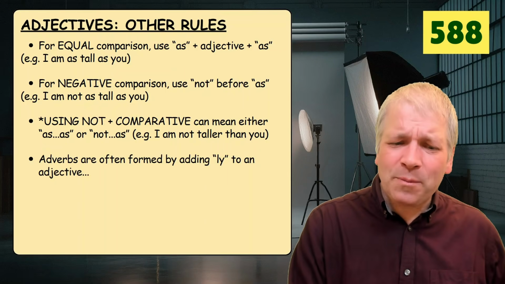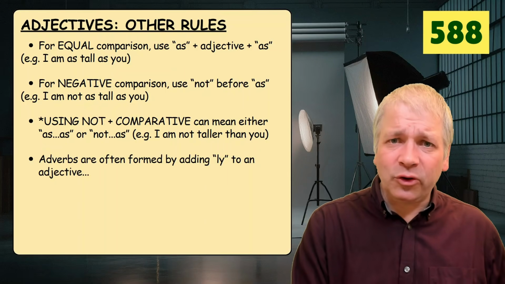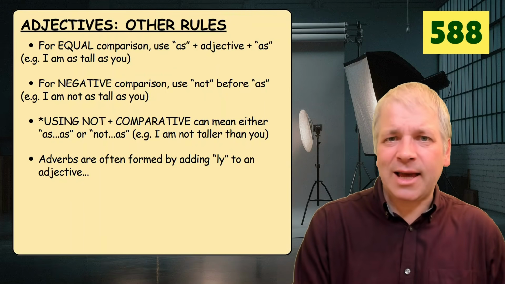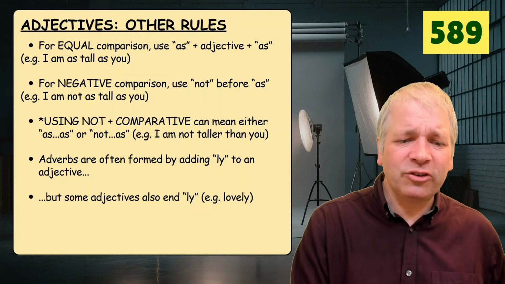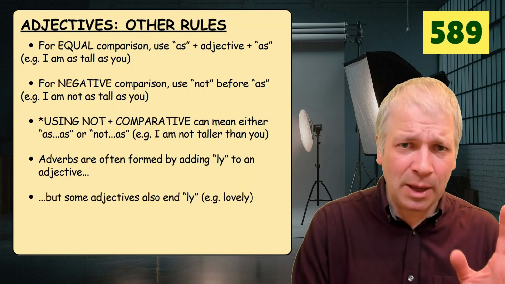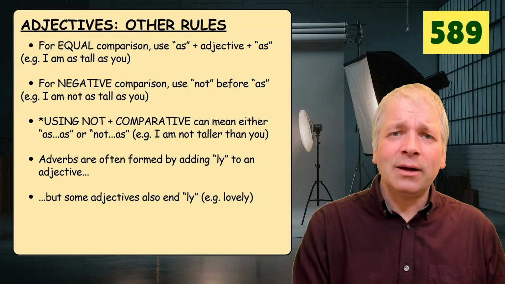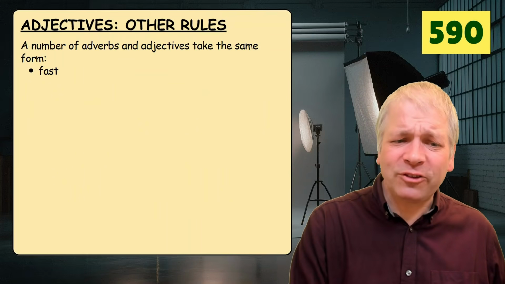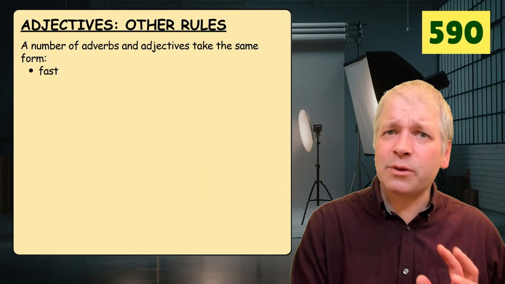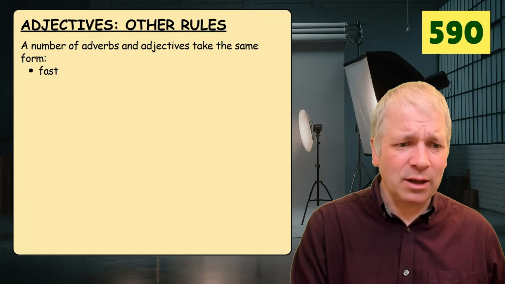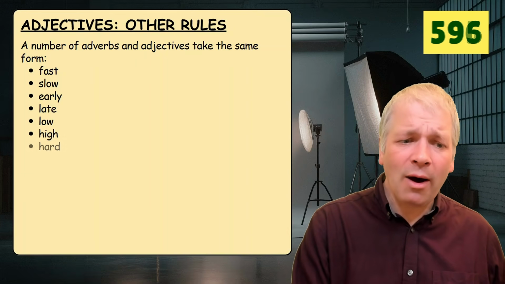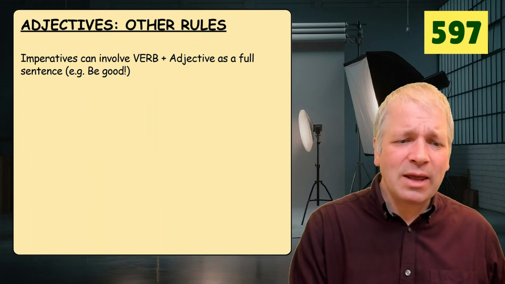Adverbs are often formed by adding ly to an adjective. So careful, carefully, add ly. But some adjectives also end ly, so be a bit careful. Lovely is actually an adjective, not an adverb. A number of adjectives and adverbs take the same form. So these are irregular: fast, slow, early, late, low, high, hard.